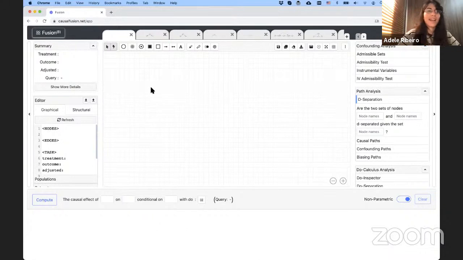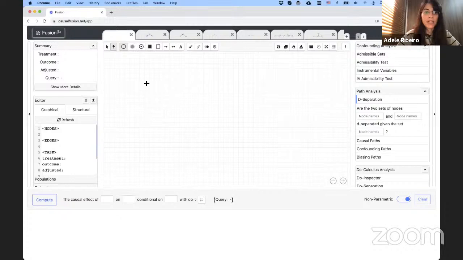Yes, all right. So this is Fusion. We have a lot of features here. It's actually amazing. I really recommend you to try. I will try just to show the first graph here. I will draw the graph just to show you how to do it.